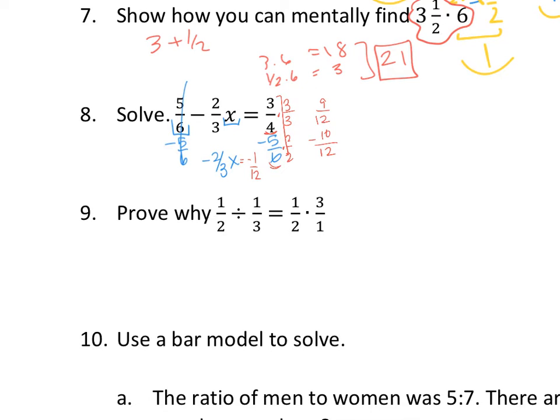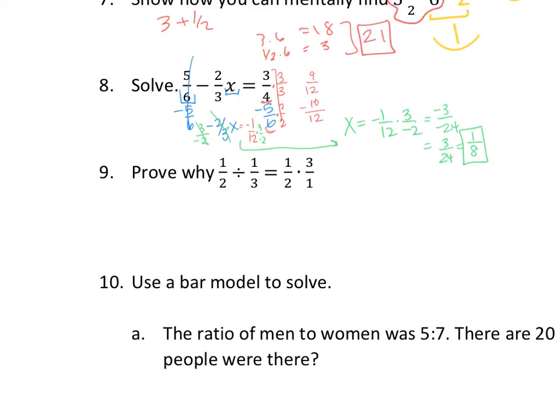Now, if I want to get rid of the negative 2/3, that's multiplying by x, I'm going to multiply by its inverse, or reciprocal, and I have to do that on both sides. So that's 3 over negative 2. So that's going to be x equals whatever negative 1/12 times 3 over negative 2 is. Well, that's going to be negative 3 over negative 24, which, because those are both negative, we know we'll end up with a positive result. So positive 3 over 24, but then both those numbers have a 3 in it, so it will reduce to 1 over 8. So x is 1 over 8.